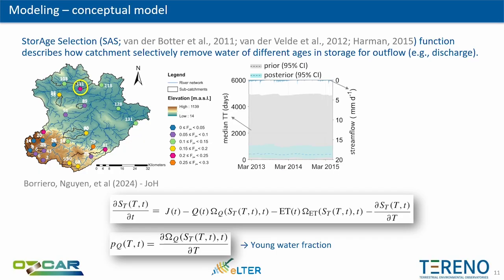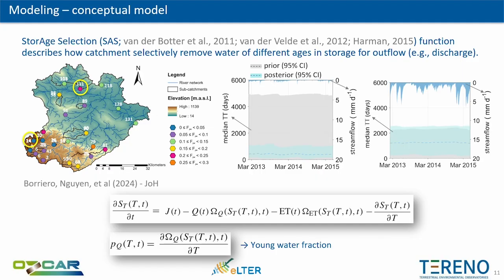And we found that, for example, in this catchment with high young water fraction, using the young water fraction estimated from other approaches could significantly reduce the estimated transit time from the SAS function. But in other catchments with very low young water fraction, it does not have much effect.